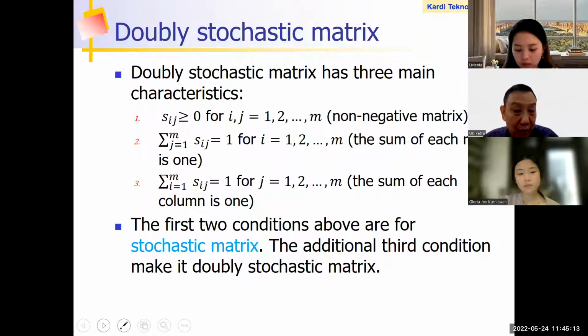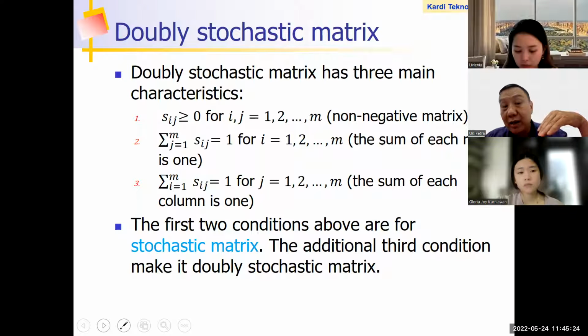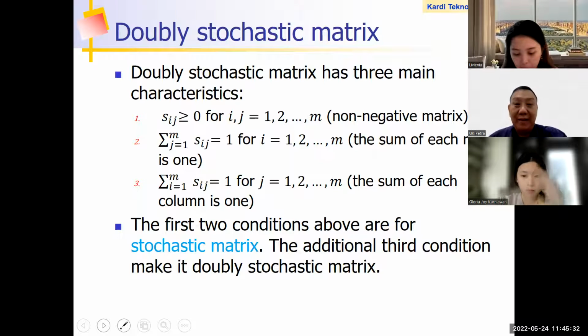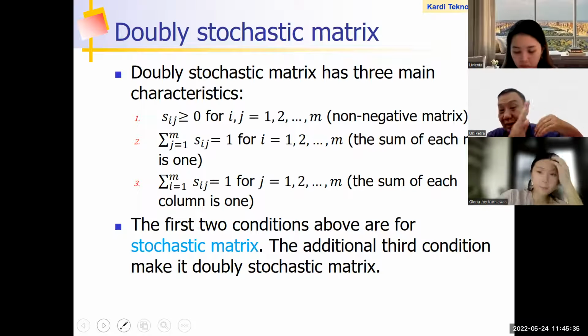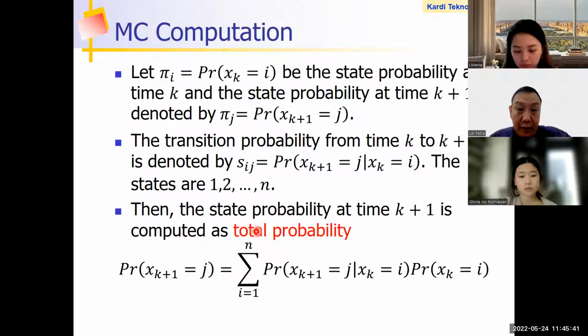So double stochastic matrix means, the difference between a stochastic matrix and a double stochastic matrix is this. If it is a stochastic matrix, the sum of its row is 1. A double stochastic matrix means the sum of its row is 1, and the sum of its column is also 1. So we don't use this anyway.